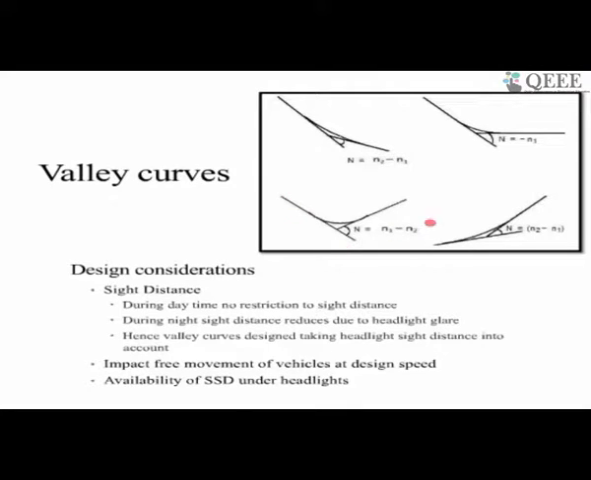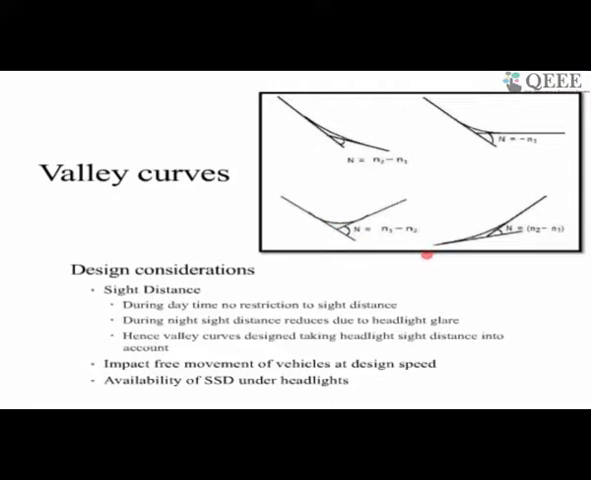Now a descending gradient meets an ascending gradient. So the ascending gradient is positive, which is N2, so N1 minus N2 will remain negative, and this N1 is already negative, so overall N value is going to be negative. So it is a valley.